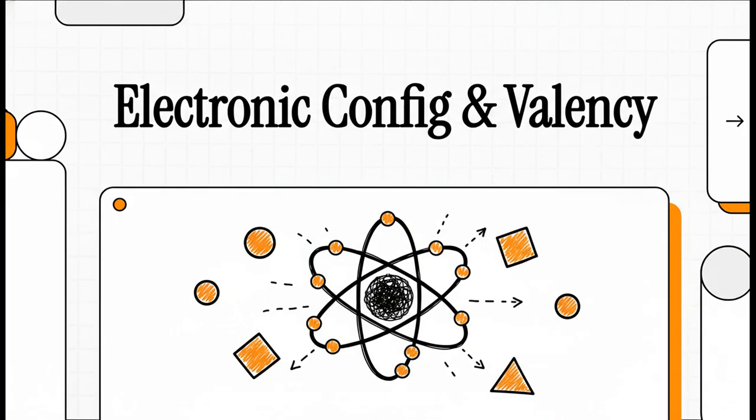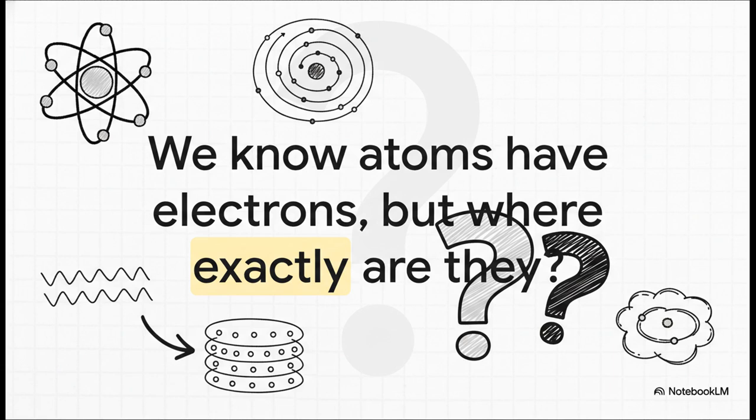Today, we're going to dive into a very important topic from the chapter Structure of the Atom. We'll be learning all about electronic configuration and valency. So, let's get started.